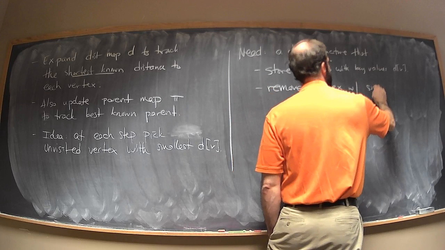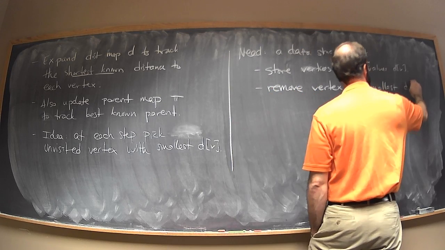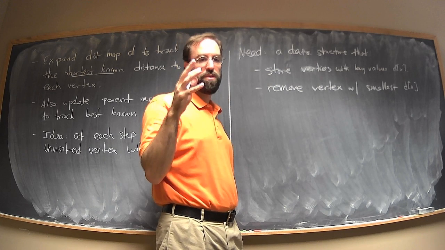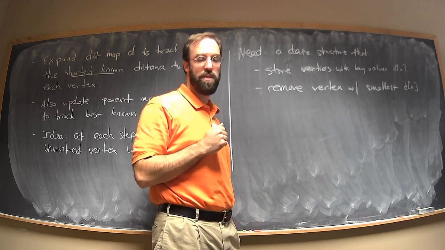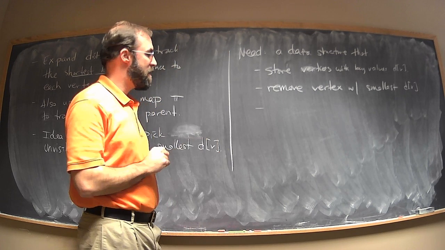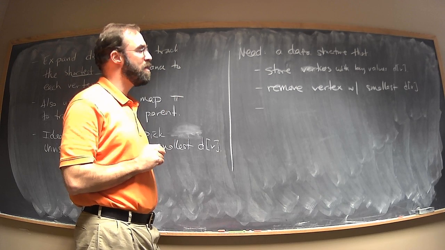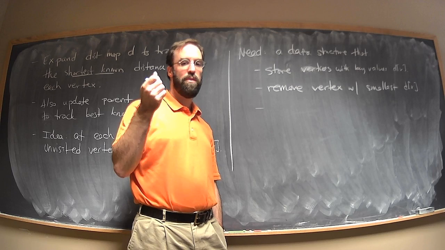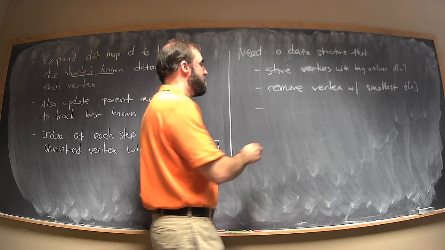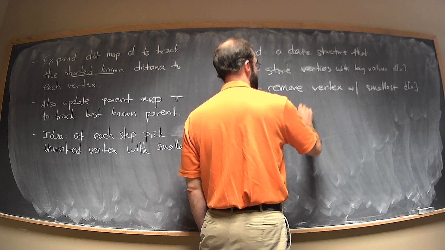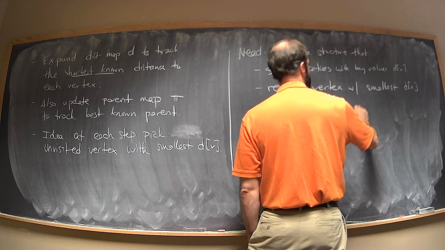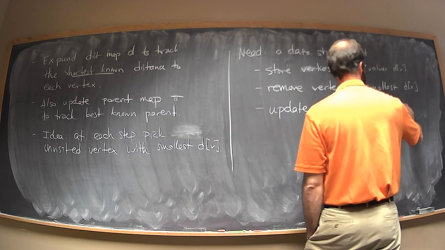Okay, we need to be able to remove the vertex with the smallest key value. So I want to be able to look at that data structure and say, give me the vertex that has the smallest dv value. And then we also need to, I'll draw a picture to say why in a minute, change the key values because a vertex might be in there and we might say, oh, you know what, I actually just discovered a faster way to get there than I knew of before. We need to be able to update the key value for a vertex.